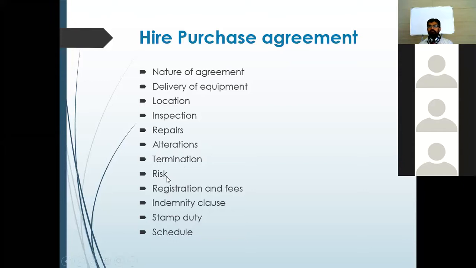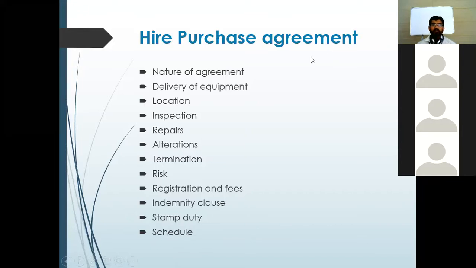Risk lies with the hirer. Registration and fees all have to be paid by the hirer itself. The indemnity clause is the clause in case of loss: what should be done, who is responsible to pay. So an indemnity clause is signed. Then stamp duty is again paid by the hirer, and the schedule for repayments, that is, the schedule for payment of the installments, has to be mentioned. So all these details should be included in a hire purchase agreement.